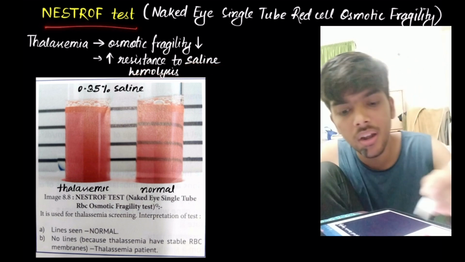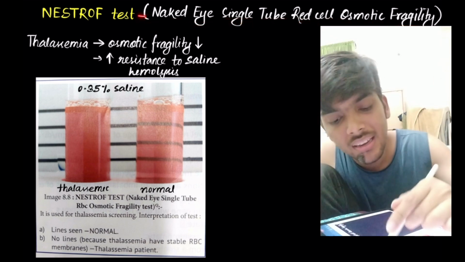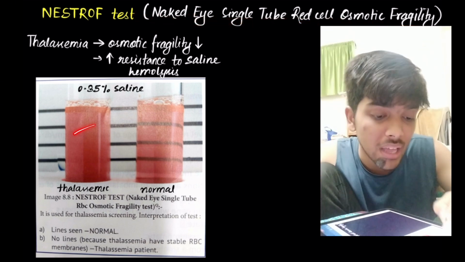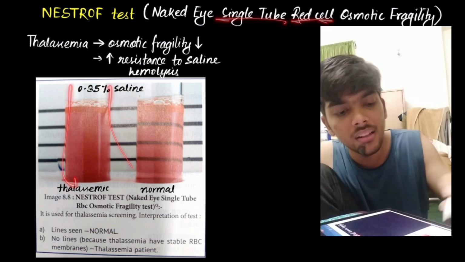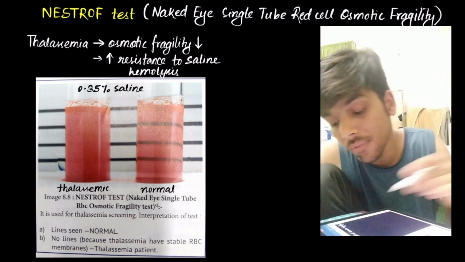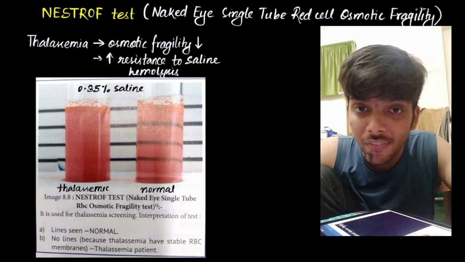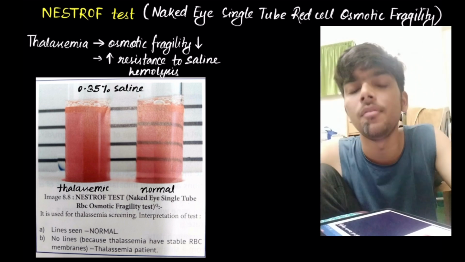The test is called the naked eye single tube red cell osmotic fragility test. Naked eye, because you are observing with the help of your naked eye. Single tube, you are observing a single tube. Red cell, because it's the red cell that you are observing. Osmotic fragility: what effect? The effect brought about by the red cell due to osmotic fragility of the red cell.